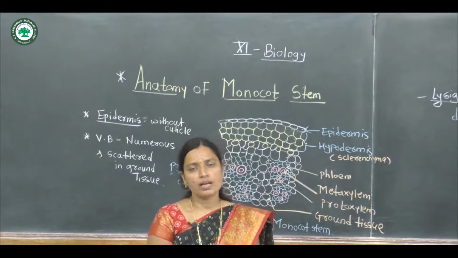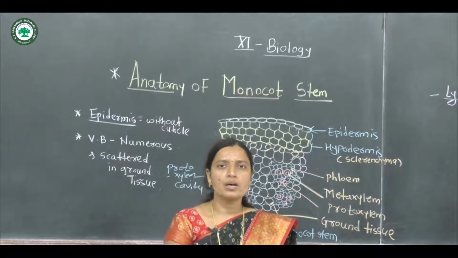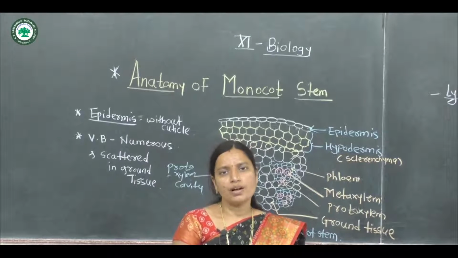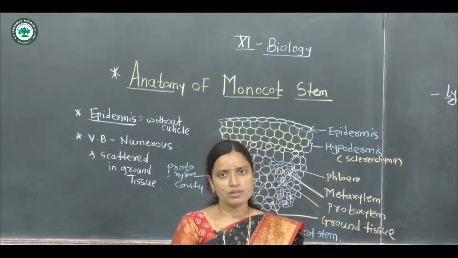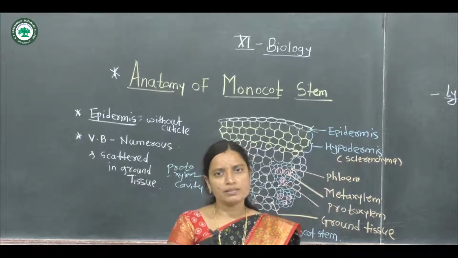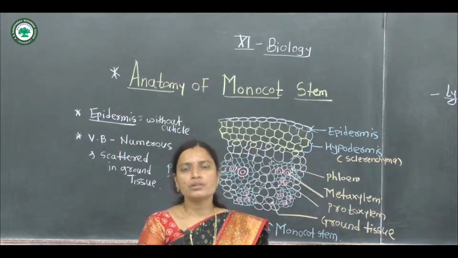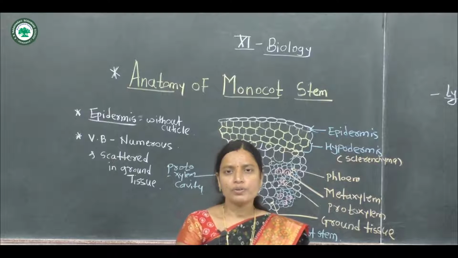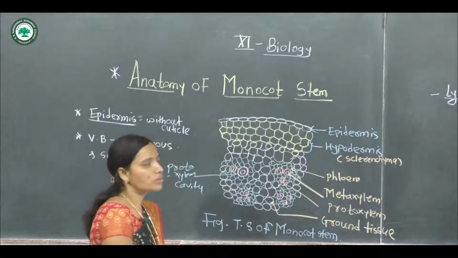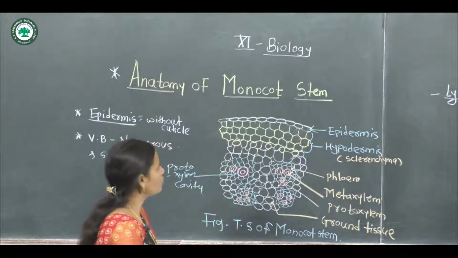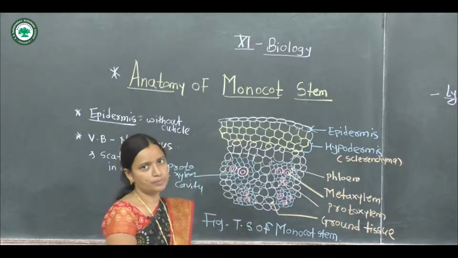Dicots have conjoined, collateral and open type vascular bundles, but monocots have conjoined, collateral and closed type vascular bundles. This means in monocot plants the cambium is absent, and that's why secondary growth is absent. Now in this video we will discuss the anatomy of monocot stem. The transverse section of monocot stem shows different layers.